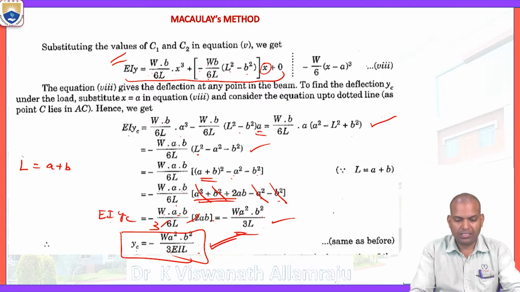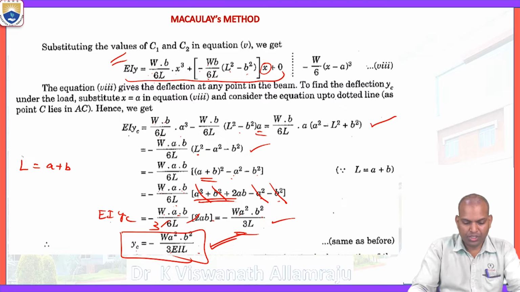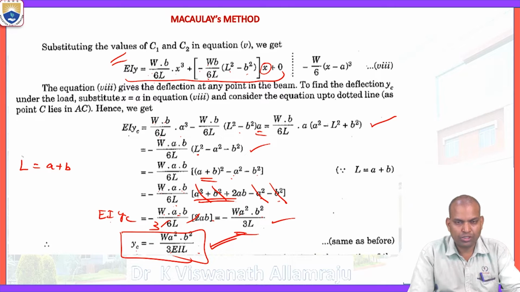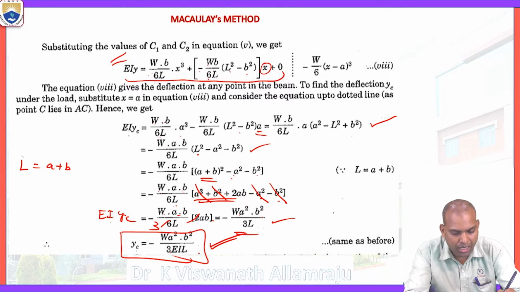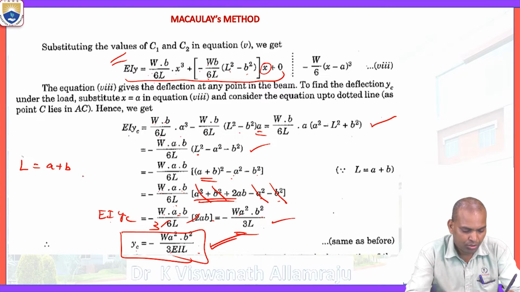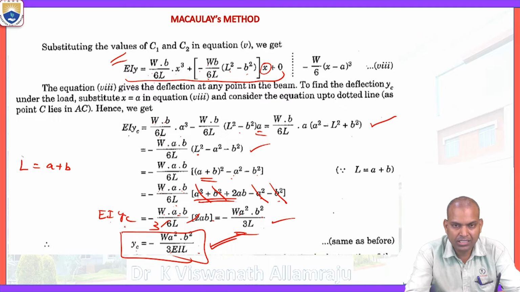We calculated here in this Macaulay method, especially we derived the slope at A and also the deflection where the load is acting. So the deflection at the load, that is YC, is negative of W A square B square by 3EI times L.